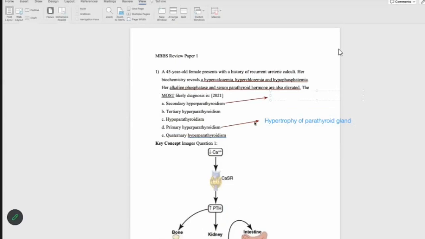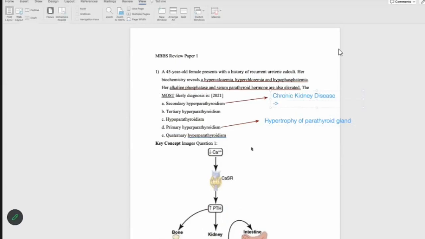So I want to talk about secondary hyperparathyroidism. We're saying it's something unrelated to the parathyroid gland. So let me give you an example of a secondary hyperparathyroidism, right? And follow me because this also explains tertiary. So let's say we have a patient that has chronic kidney disease, right? Patient has chronic kidney disease.